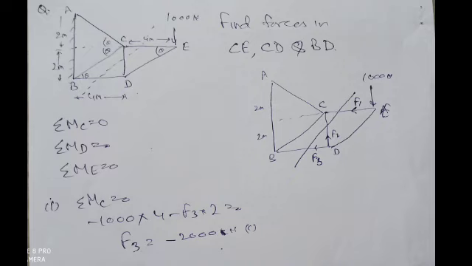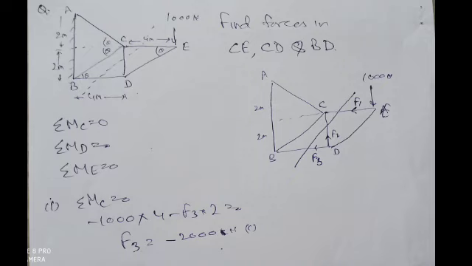Now take the moments. When we take moment about point C, the moments of F1 and F2 will be 0. Minus 1000 into distance 4, so minus 1000 into 4 minus F3 into 2 is equal to 0. So F3 will be minus 2000 kilonewton, that is compressive. Now take moment about point D. When we take moment about point D, the moments of F2 and F3 will be 0. Minus 1000 into 4 plus F1 into 2 equal to 0. So F1 will be 2000 kilonewton, that is tensile.